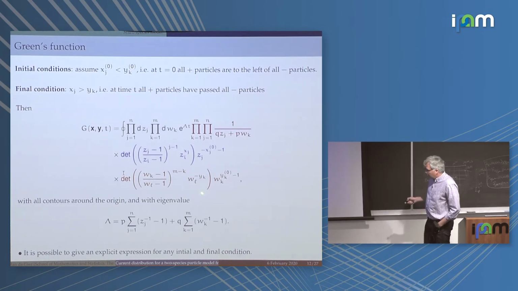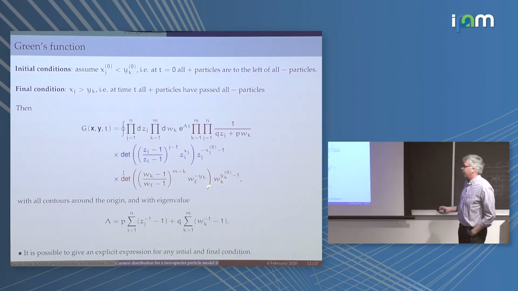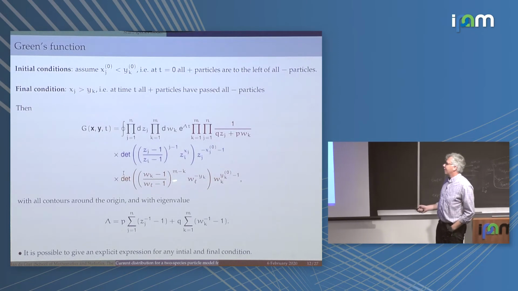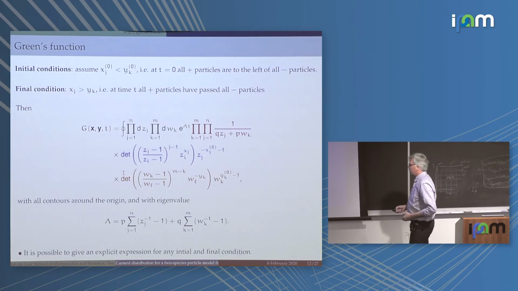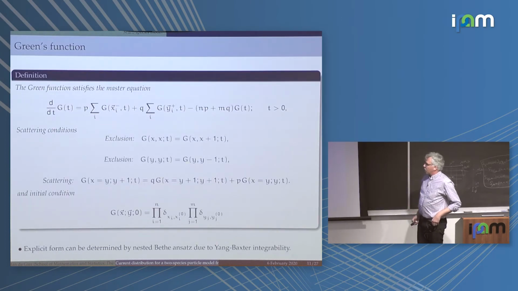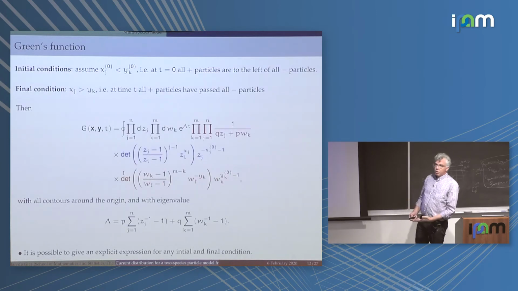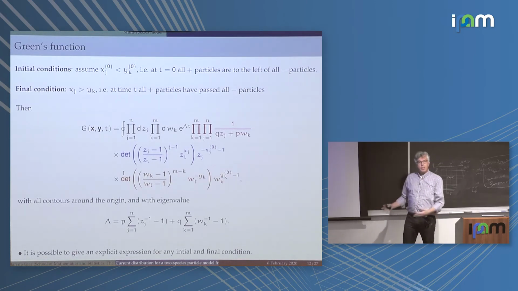If you look at the brownish bit here, that's again a TASEP, but it's now just for the minus particles. So if you have only minus particles, the Green's function would be this determinant here. And that takes care of this exclusion principle. But because, of course, we have a mixture of plus and minus particles, we just have a product of these two determinants. And if they would not interact, that's all you would get.